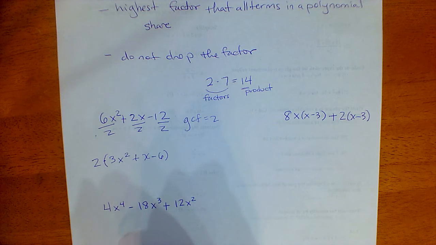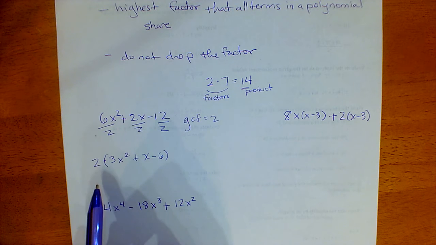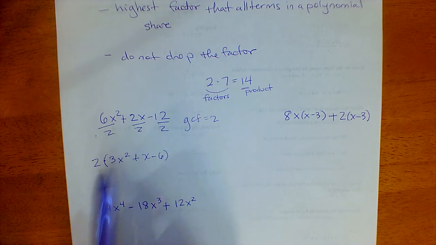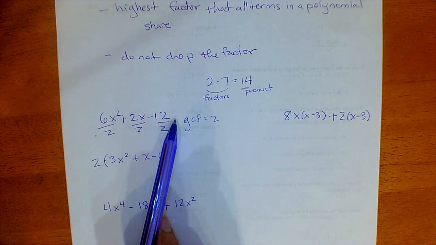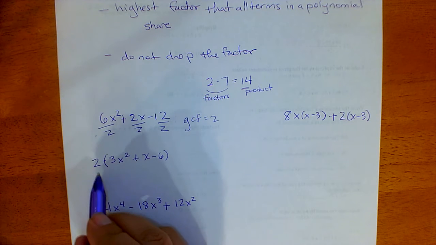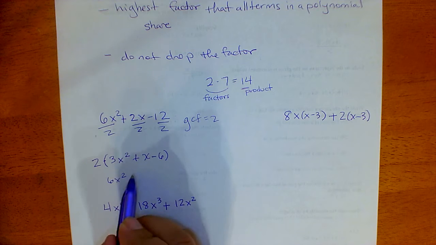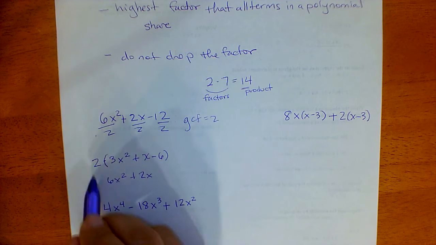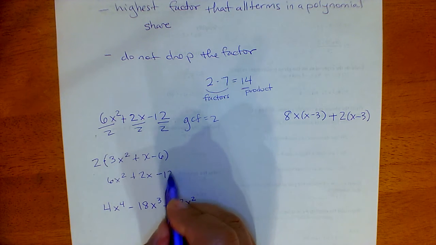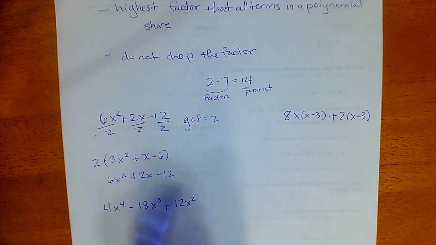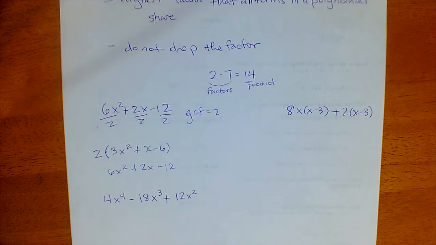And if we're not entirely certain that we factored correctly, we can always check our work by just redistributing and making sure that when we do, this operation results in the original polynomial we started with. So for this example, if we decided to check, 2 times 3x squared would give us 6x squared, 2 times x would give us 2x, and 2 times negative 6 would give us this negative 12, and that is in fact the original polynomial that we started with.